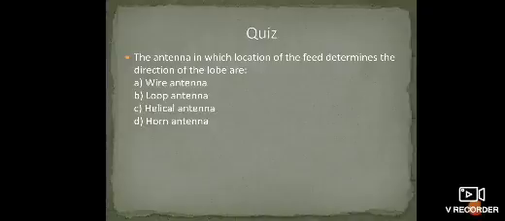So the antenna in which the location of the feed determines the direction of the lobe. What is the answer? It is the wire antenna, not the loop antenna, not the helical antenna, not the horn antenna. The wire antenna is the one in which the location of the feed determines the direction of the lobe.